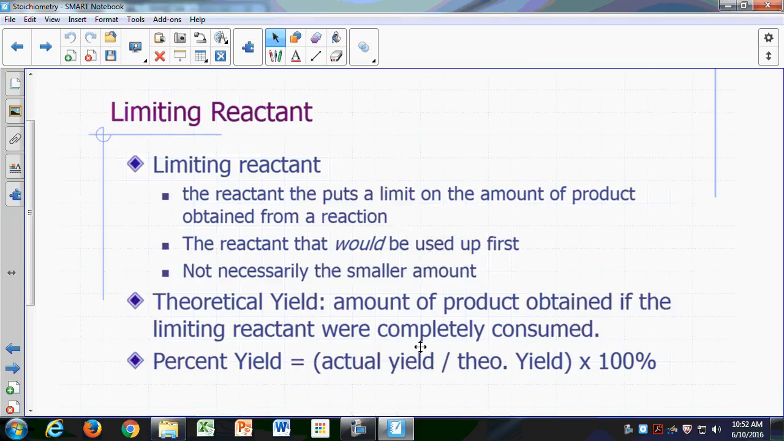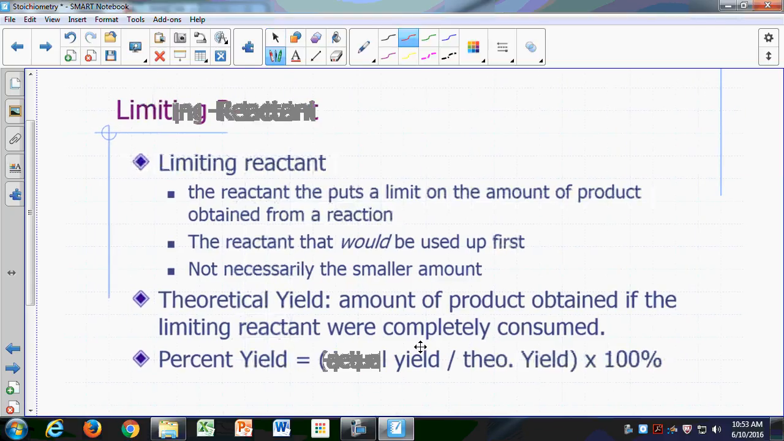When we carry out a reaction in the lab, typically the mole-to-mole ratio of the reactants that we mix is not going to match up with the mole-to-mole ratio in the balanced equation. So when that happens, one reactant will run out first before the other one does. The reaction will eventually have to stop when one reactant is consumed, assuming the reaction goes all the way. So the reactant that puts a limit on the amount of product that you can obtain from a reaction is called your limiting reactant.